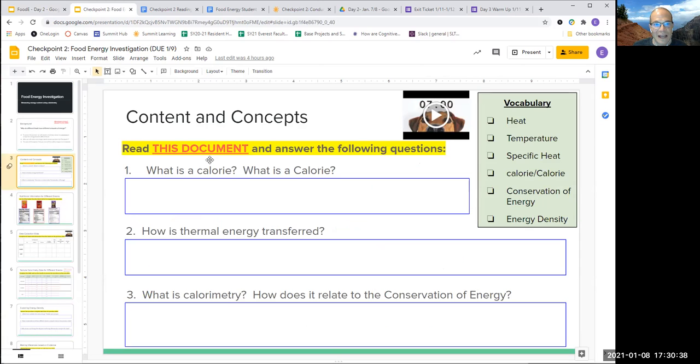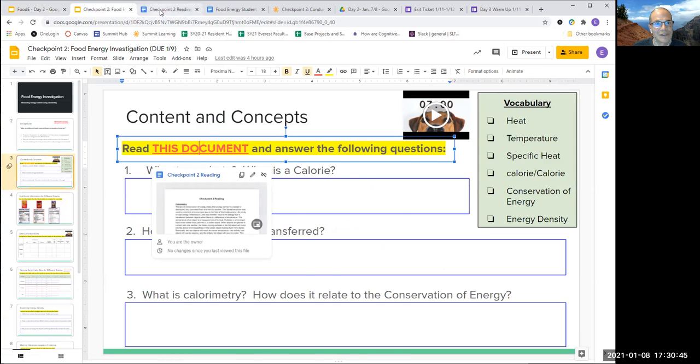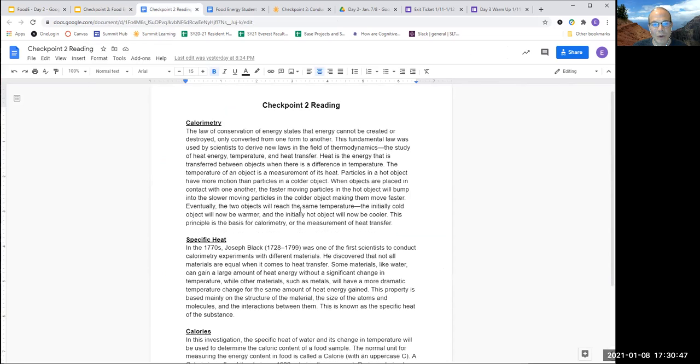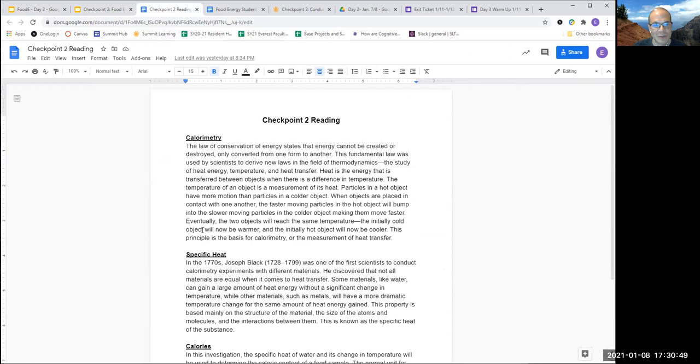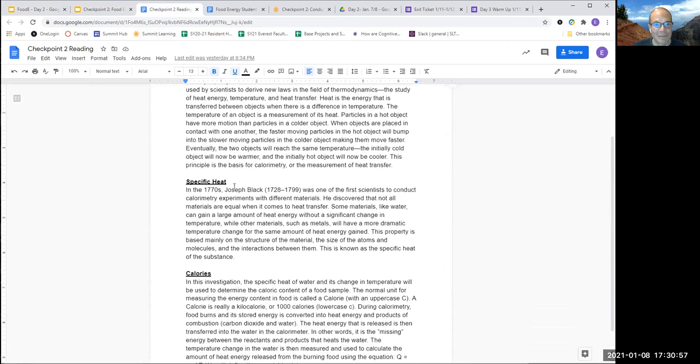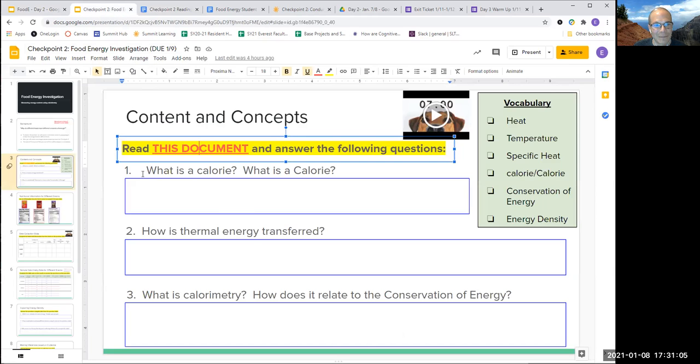But what we did in class is we gave time for reading this document here. So this is a link. If you click on this link, it opens up this one-page checkpoint 2 reading that talks about these 3 topics here. This is pronounced calorimetry, and that's the measurement of energy, measurement of calories, specific heat, and calories, because there are 2 different calories that you encounter, which is question 1 here.